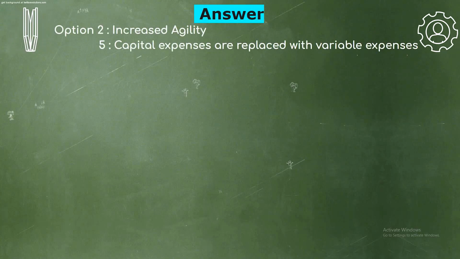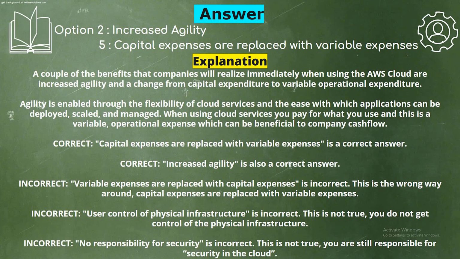Capital expenses are replaced with variable expenses. Explanation. A couple of the benefits that companies will realize immediately when using the AWS cloud are increased agility and a change from capital expenditure to variable operational expenditure. Agility is enabled through the flexibility of cloud services and the ease with which applications can be deployed, scaled, and managed. When using cloud services, you pay for what you use, and this is a variable, operational expense which can be beneficial to company cash flow.